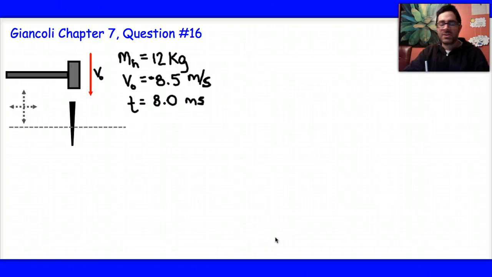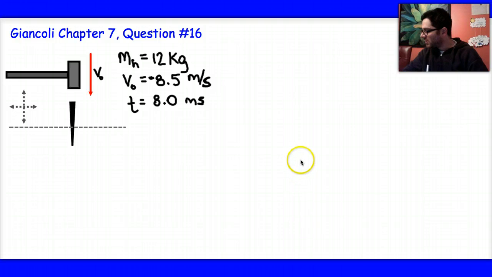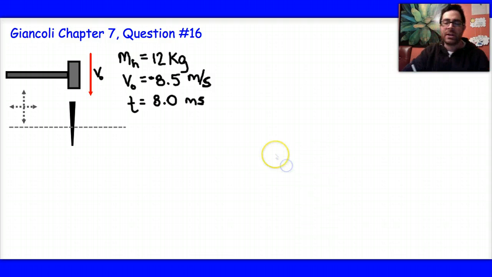Hi, this is question number 16 in chapter 7. The question reads, a 12-kilogram hammer strikes a nail at a velocity of 8.5 meters per second and comes to rest in a time interval of 8 milliseconds. A, what is the impulse given to the nail? And B, what is the average force acting on the nail?